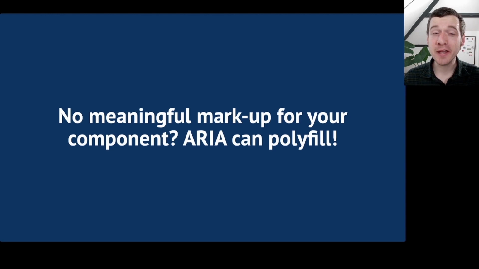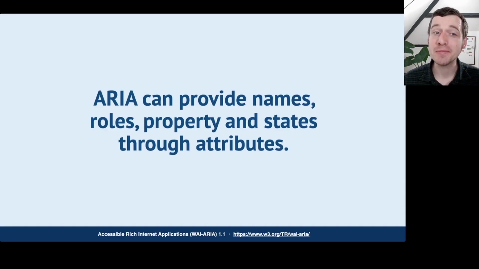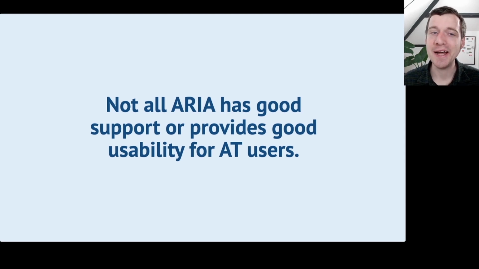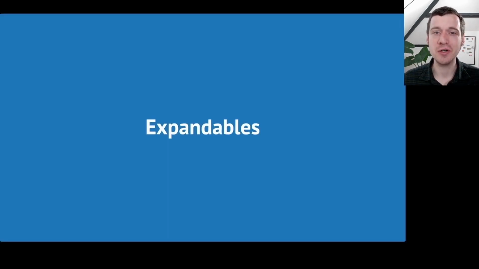If there is no meaningful markup for the component that you're trying to build, ARIA can provide names and roles and properties, basically everything that exists in an accessibility tree, through attributes. Note that usually there is existing HTML for a problem, so if you combine existing elements, that's usually better, and not all ARIA has support or provides a good user experience for AT users. So keep that in mind when you use ARIA. In some occasions though, ARIA is a great way to enrich your user experience for people who use assistive tech.